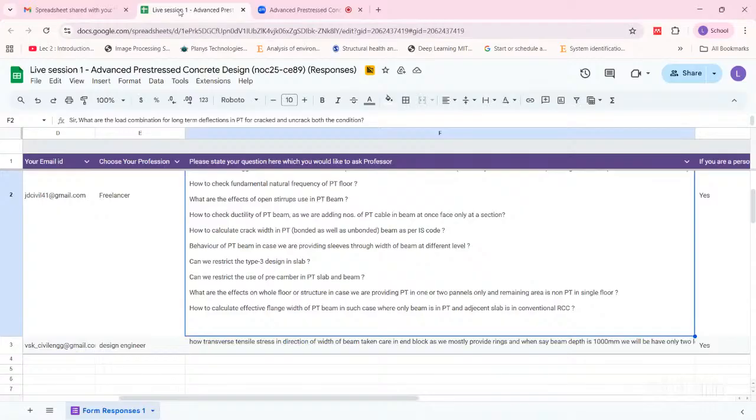Yes, sir. My question is, suppose at the first floor level there are 6 to 7 slab panels, and we are doing only one panel in PT. The remaining 5 to 6 panels are in conventional RCC. Then what is the behavior of that floor individually?